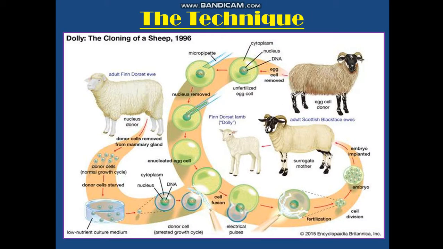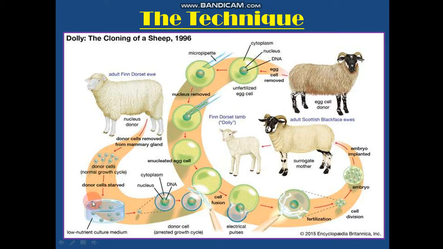Now, coming on to the technique behind the further development of Dolly, what was being done. If you study the diagram, first of all, mammary cells from the clone mother. Here is the clone mother. Mammary cells from the clone mother were taken, and these were called the donor cells, which were having the normal growth cycle.